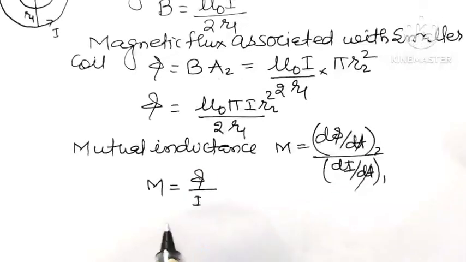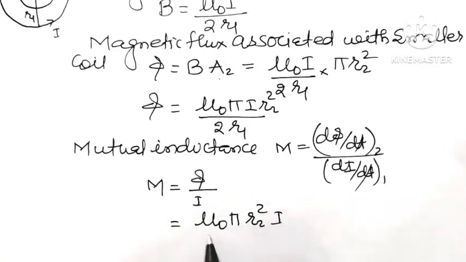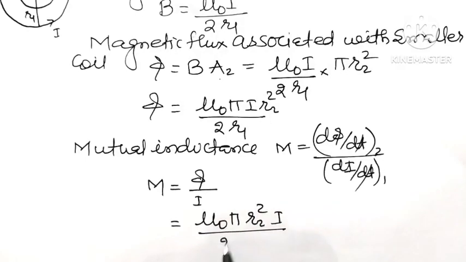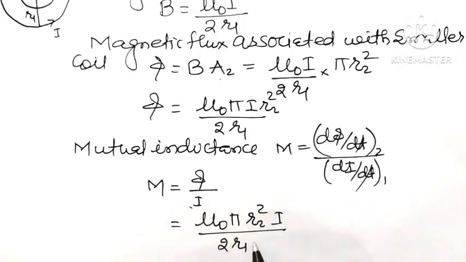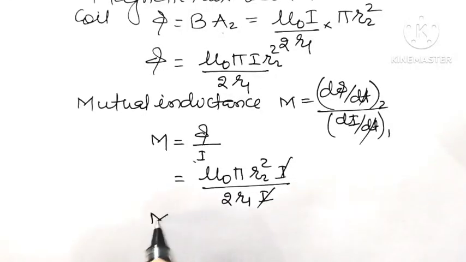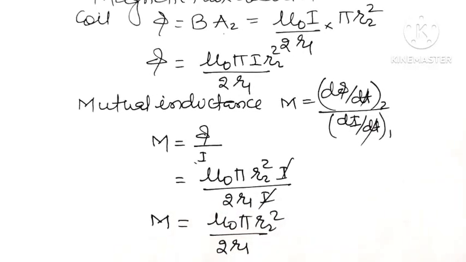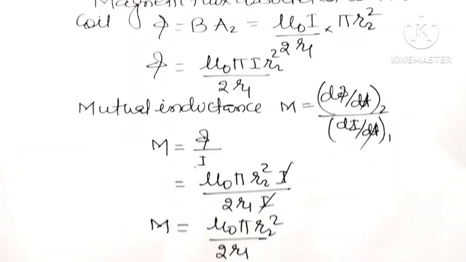Phi is mu 0 pi r2 square into current I divided by 2r1, and here I gets cancelled with I, and the coefficient of mutual inductance is mu 0 pi r2 square divided by 2r1.